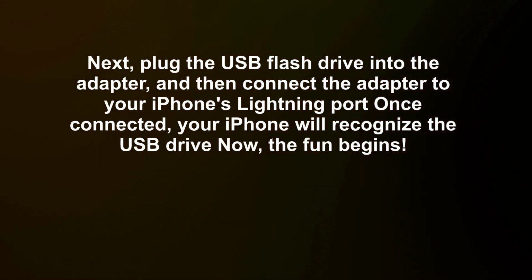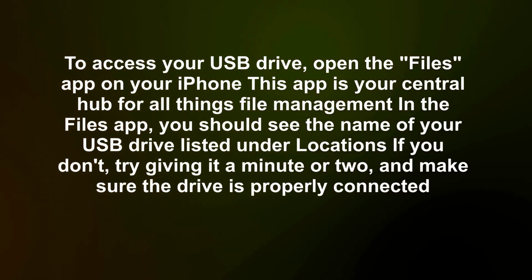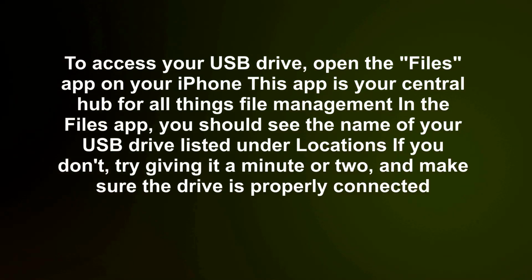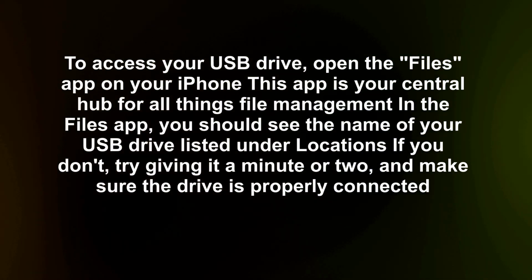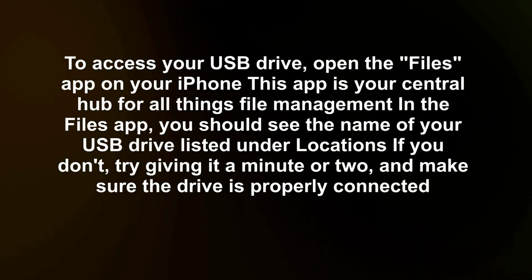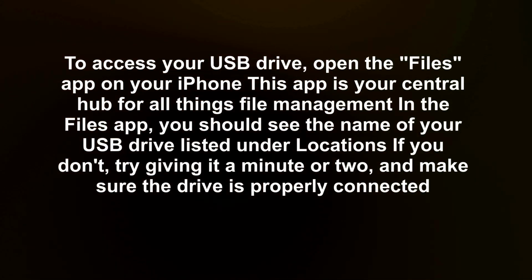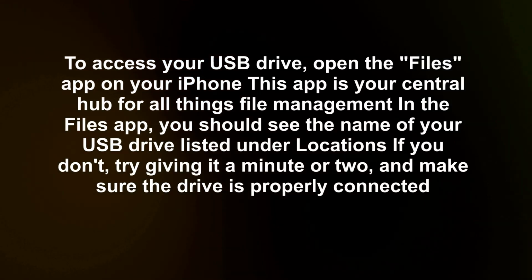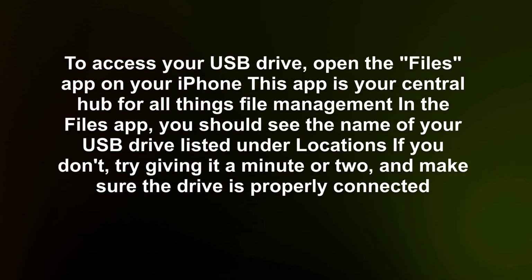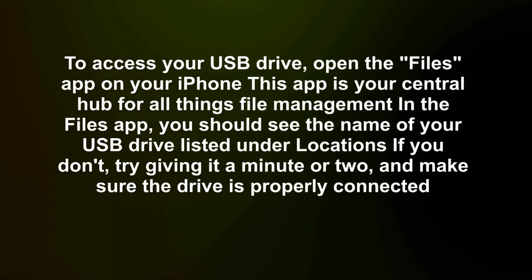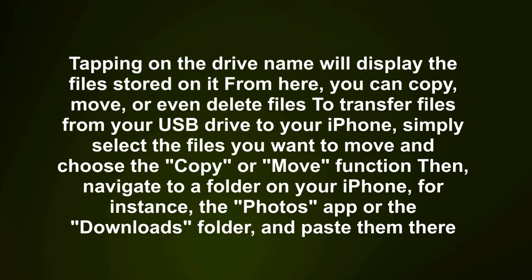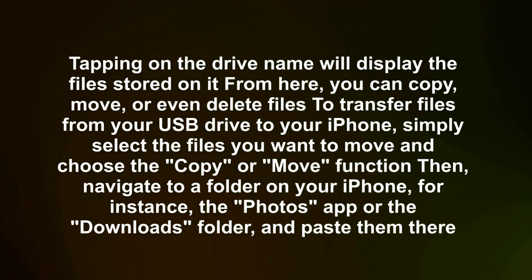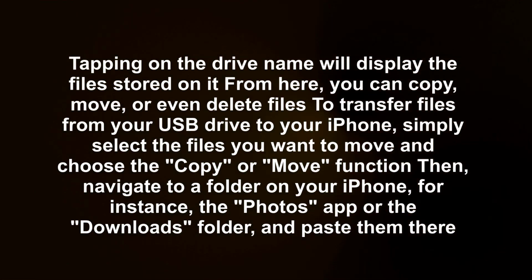Now, the fun begins. To access your USB drive, open the Files app on your iPhone. This app is your central hub for all things file management. In the Files app, you should see the name of your USB drive listed under Locations. If you don't, try giving it a minute or two, and make sure the drive is properly connected. Tapping on the drive name will display the files stored on it. From here, you can copy, move, or even delete files.